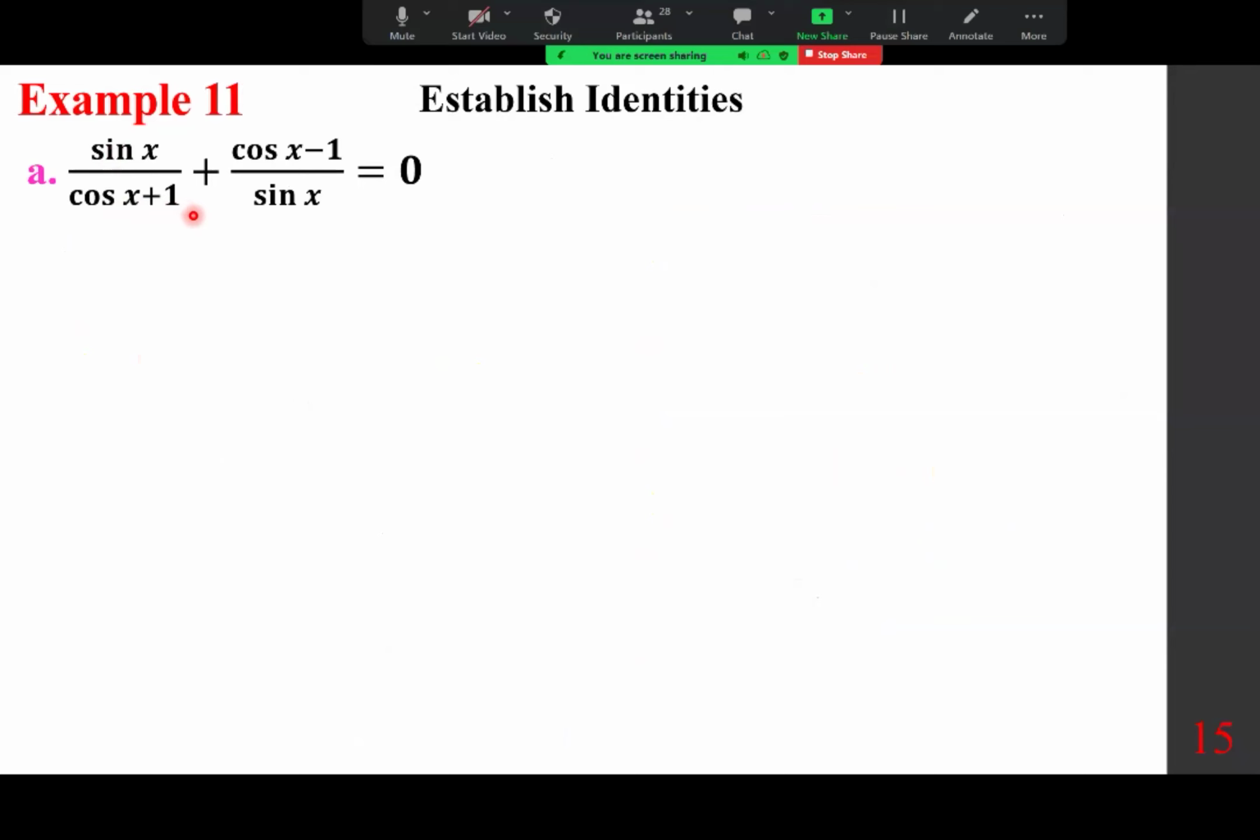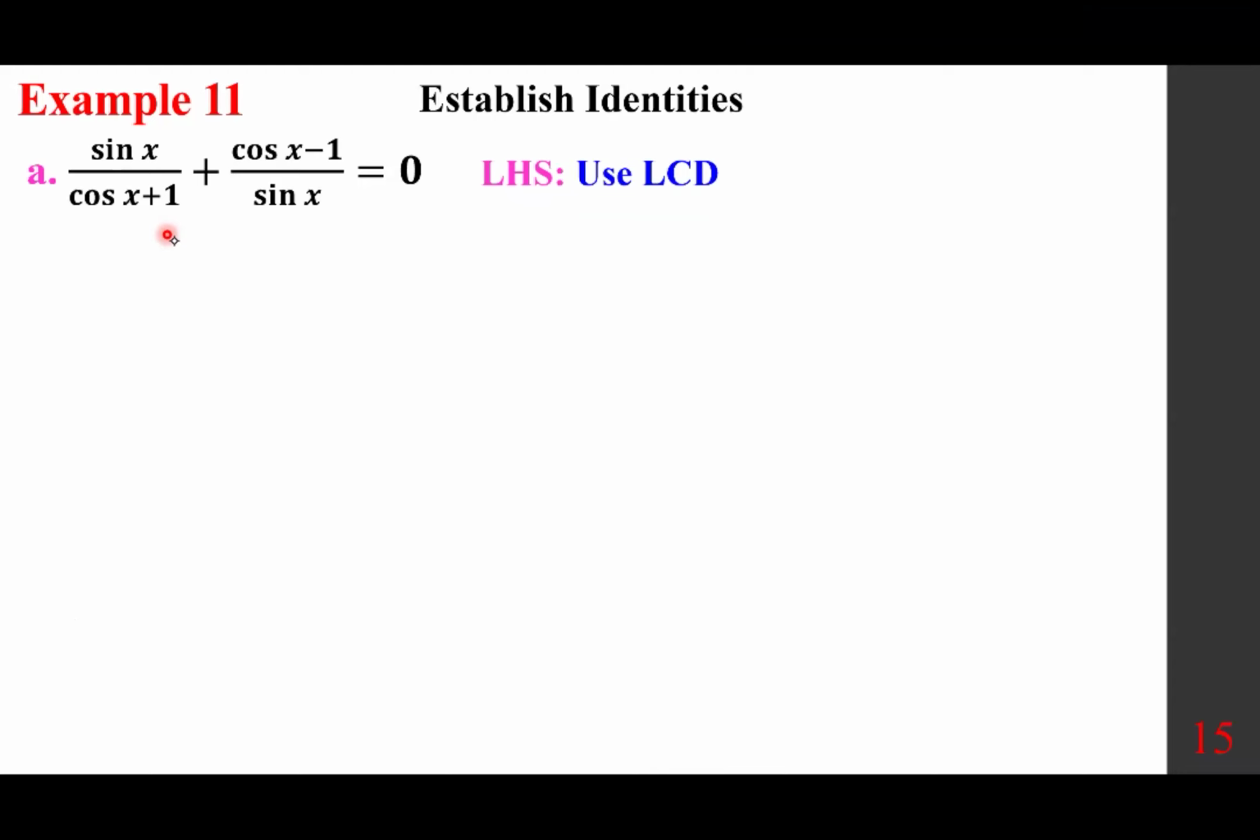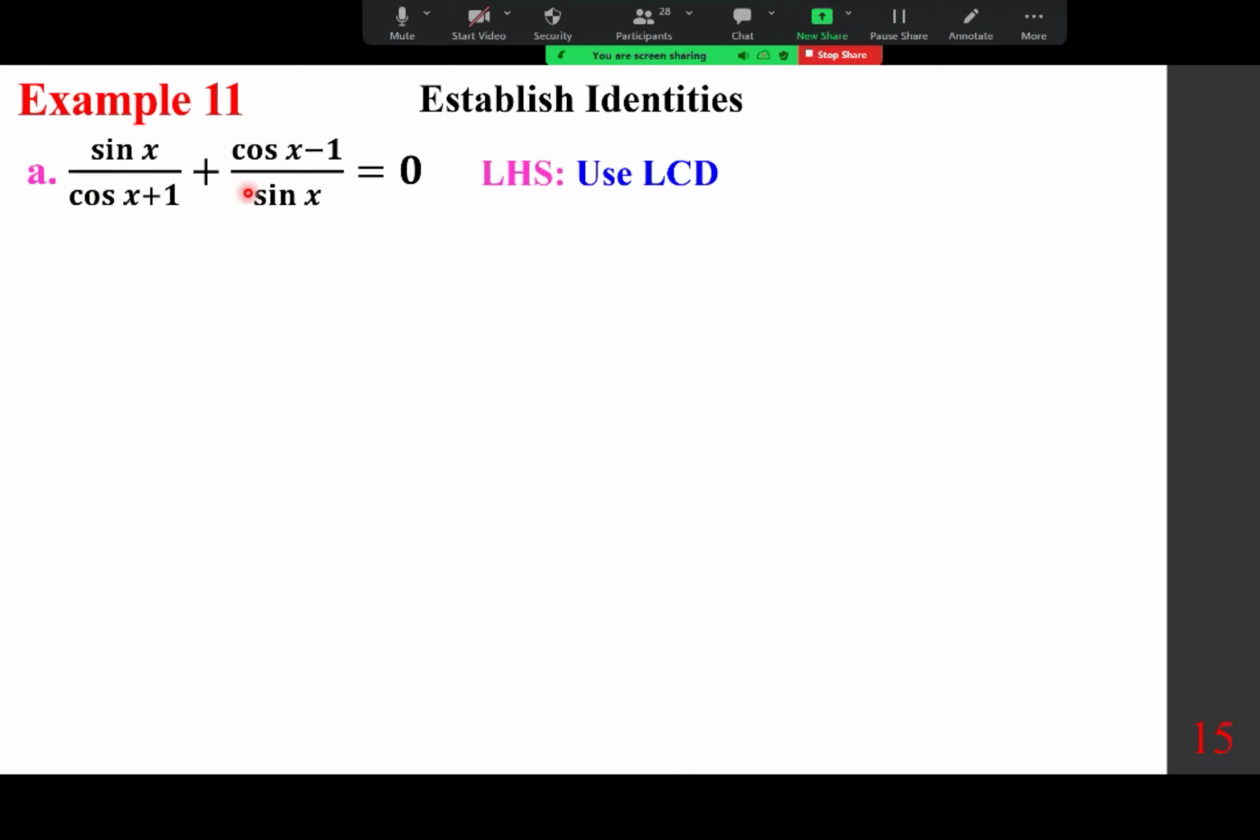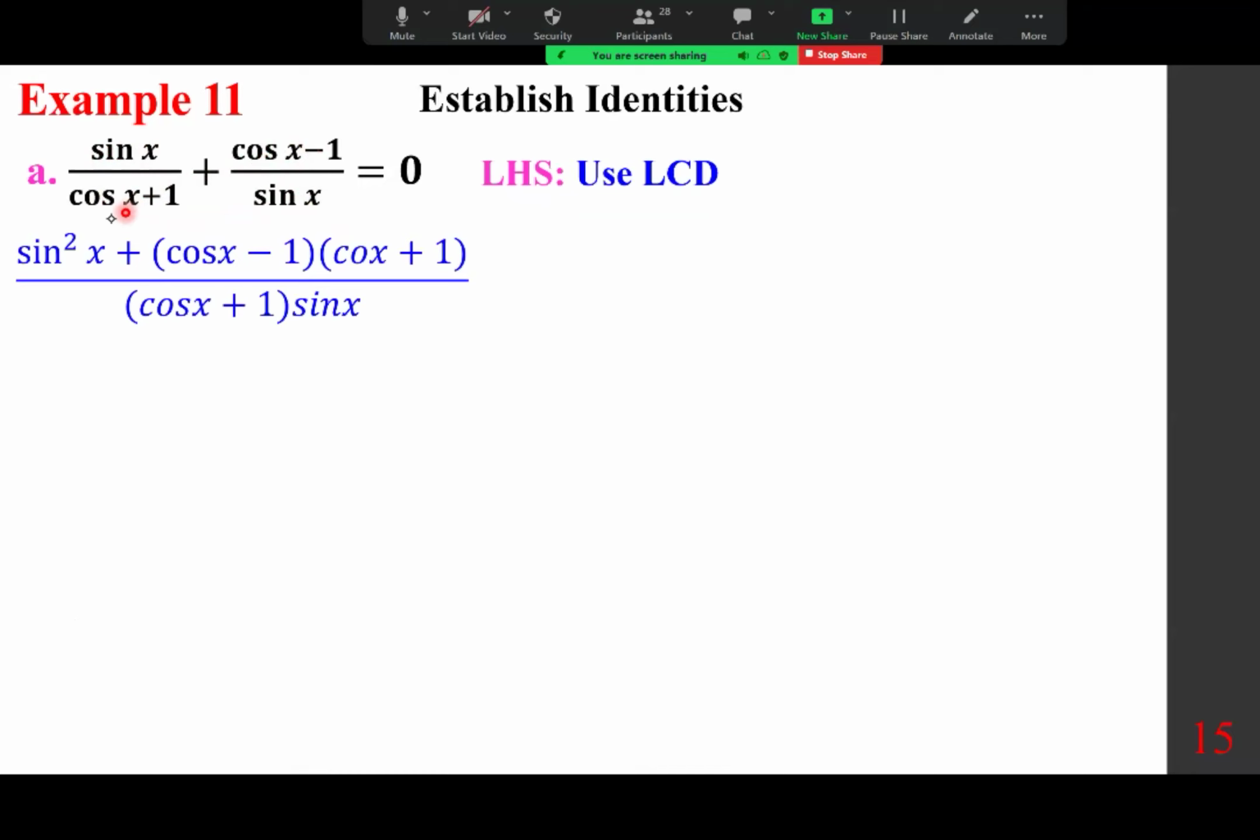Sine x over cosine x plus 1 plus cosine x minus 1 over sine x equal to 0. Obviously, we're going to start with the left-hand side and use LCD, the least common denominator, because the left-hand side, of course, is the one that we want to prove to be 0, or it's more complicated. And to take the LCD, obviously, the LCD is the product of these two, cosine x plus 1 times sine x. So this one would be sine x times sine x. This would be cosine x minus 1 times cosine x plus 1.